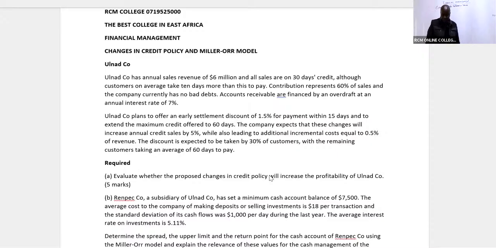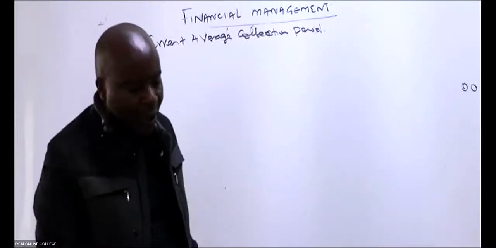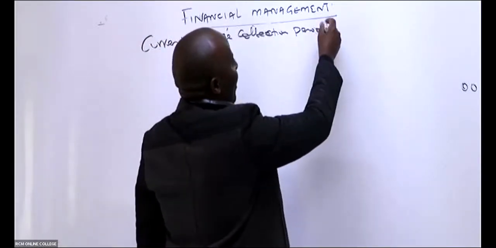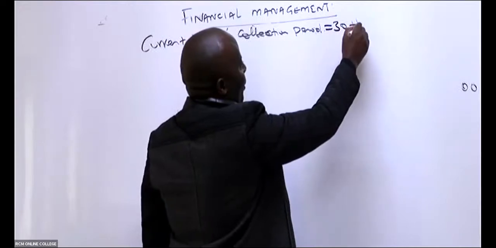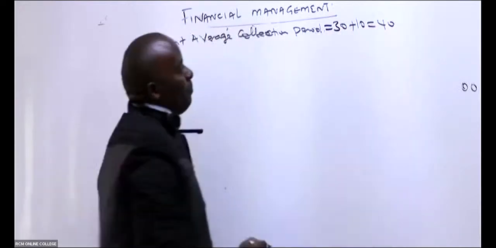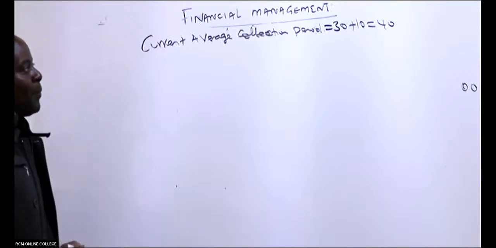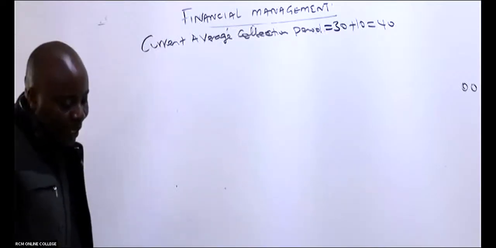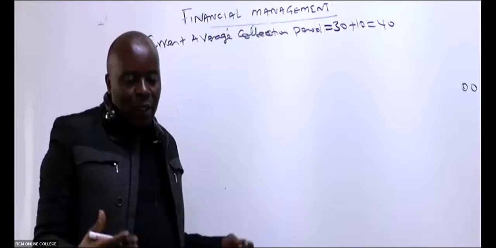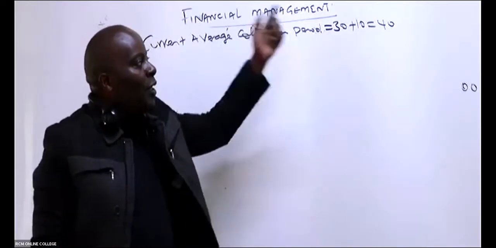You see, we are told that ULNAD company has an annual sales revenue of 6 million and all sales are on 30 days credit, although customers on average take 10 more days than this to pay. So then the average collection period will be 30 plus the extra 10 days, which gives me 40. Then, ladies and gentlemen, go ahead and give me the current accounts receivable from this 40.